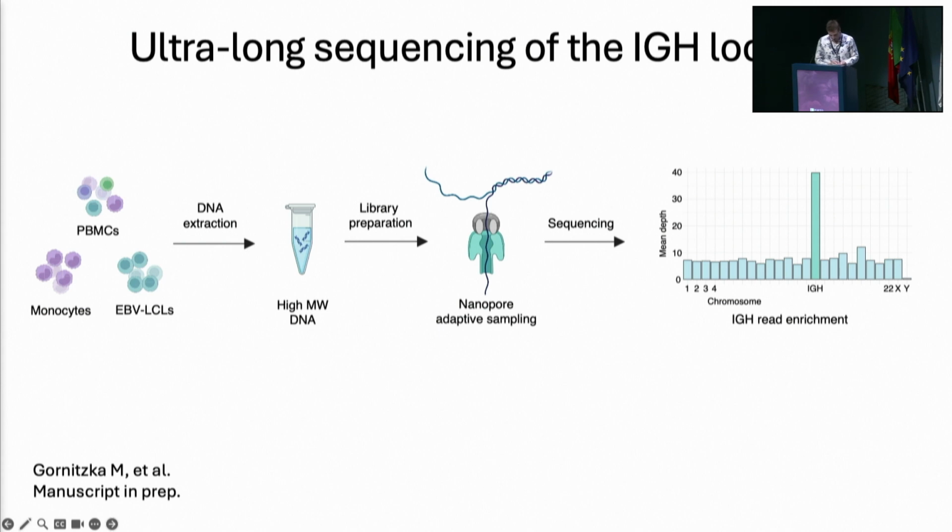So our pipeline works with, we started off using isolated monocytes, but we now see that it works as well with PBMCs. However, EBV-LCLs may contain deletions of parts of the locus of one of the two haplotypes and are more difficult to assemble. So we used a specifically designed protocol to extract high molecular weight DNA.